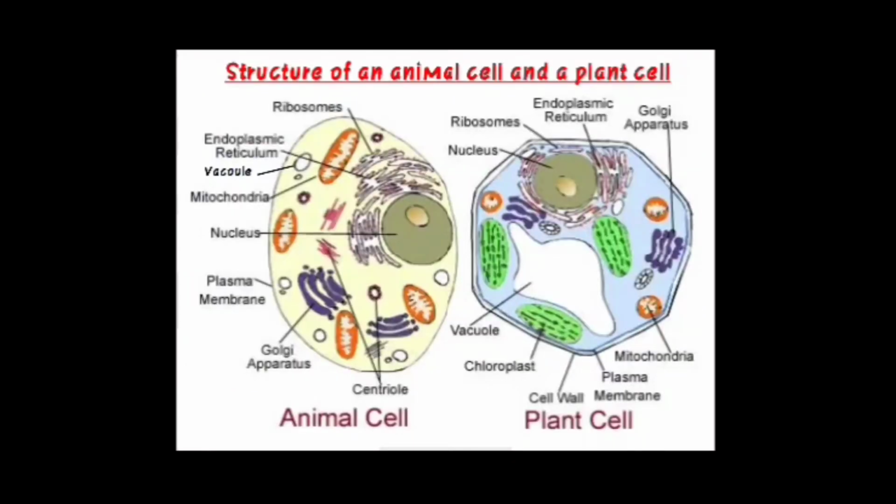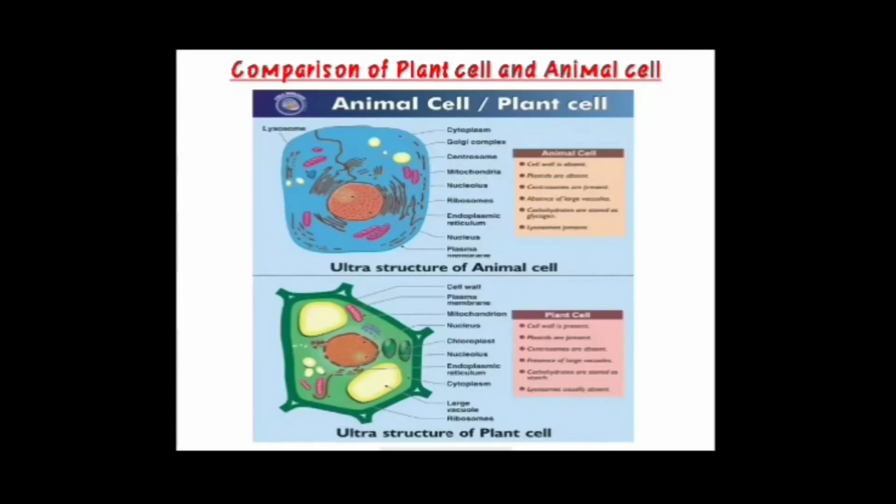So, students, over here you can see there is a quick review of the structures of the animal cell and the plant cell. You can see there is a clear difference between both of their structures. So, here is a comparison between plant cell and animal cell. You can see the animal cell. In the animal cell, cell wall is absent. In the plant cell, cell wall is present. The plastids are absent in animal cell, they are present in plant cell. Centrosomes are present in animal cell, centrosomes are absent in plant cell.